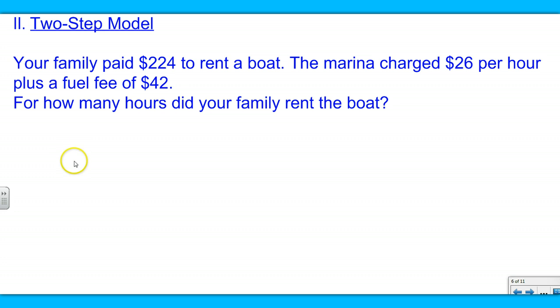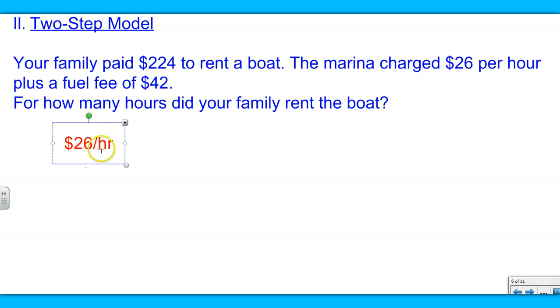We could start by writing a verbal model for this, right? What's going on here? Well, a family is paying $26 per hour. We can write that as $26 per hour. When we see that, we see two different units, dollars and hours. What do we call that? That's right, it's a rate.